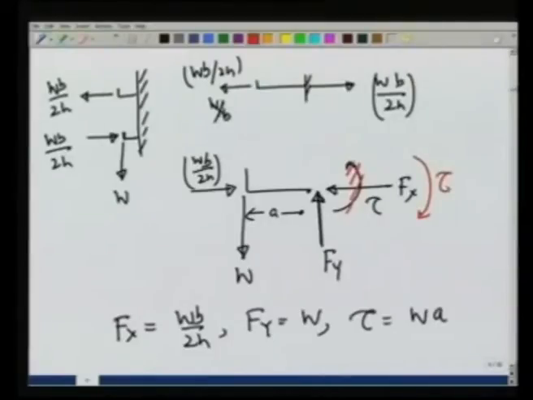So, this is one example of how a fixed support is able to support the applied forces from outside, both vertical and horizontal, as well as a torque applied from outside. Having done all this, let me now solve two or three examples for you from the book of Meriam.